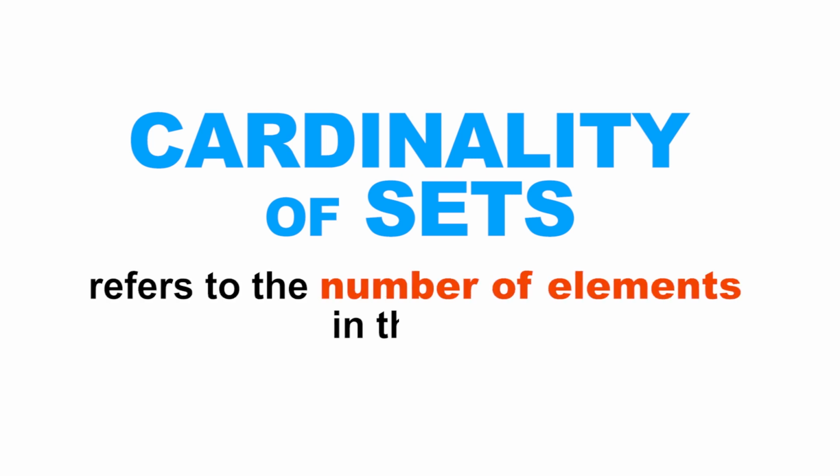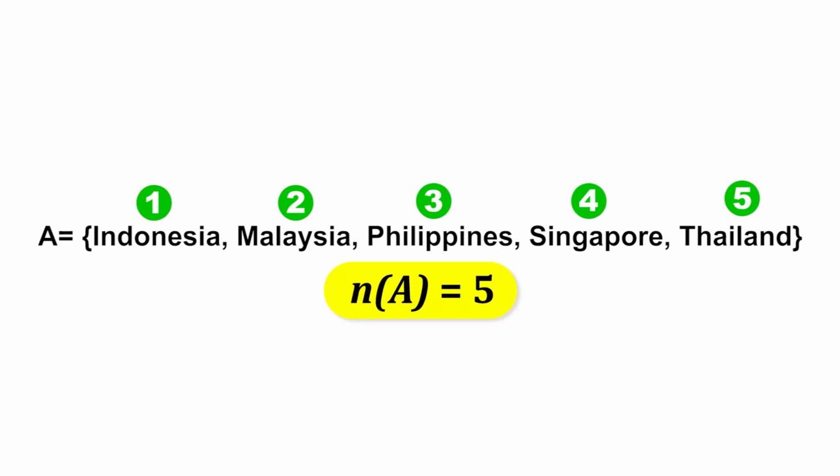It is important that we know the cardinality of sets. Cardinality of a set refers to the number of elements in the set. For instance, A, whose elements are Indonesia, Malaysia, Philippines, Singapore, Thailand, has 5 elements. The cardinality of A is 5, and we write this in symbol this way.